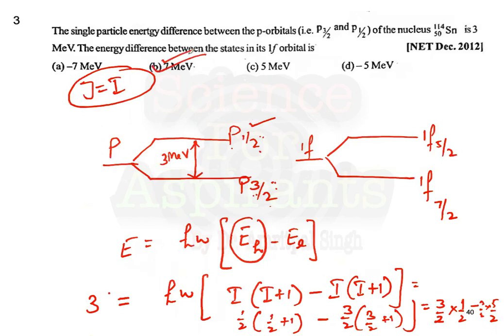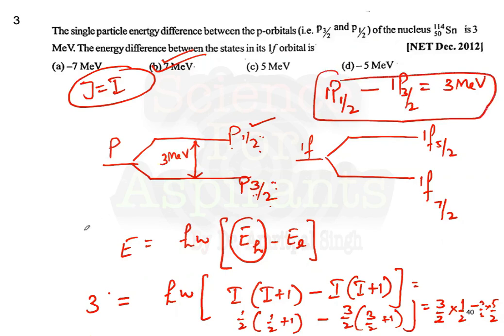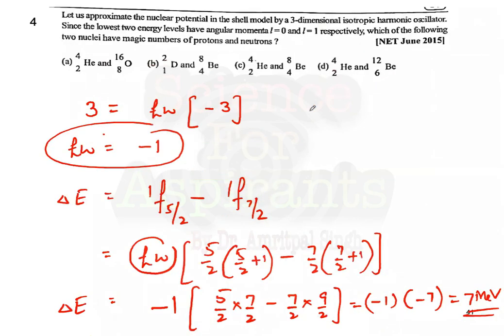So this is how, as we go to upper energy levels, the energy difference increases. Like for the p orbital, the energy difference between 1p 1/2 and 1p 3/2 is of the order of 3 MeV. So you can also calculate from these calculations. Once one of the energy differences is given, from that you can also calculate the energy difference of other orbitals as well. So this is our last question for today's lecture.